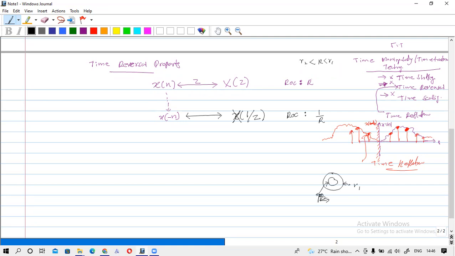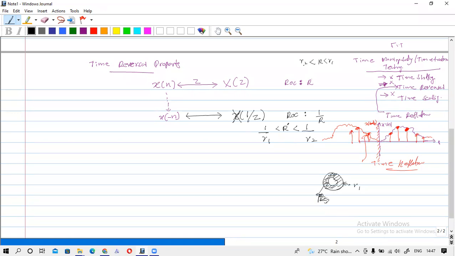So your ROC will be like this. If you get the ROC of this time reversed signal, let's say that it is r dash, then r dash will be between 1 by r1 and 1 by r2.